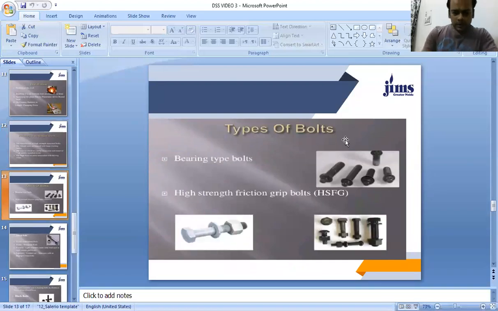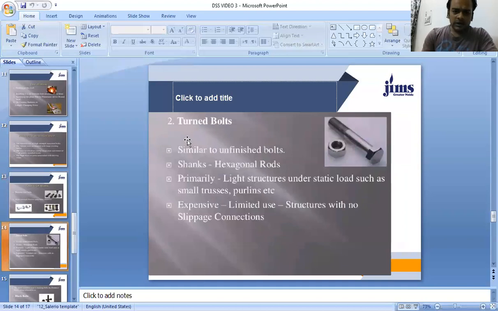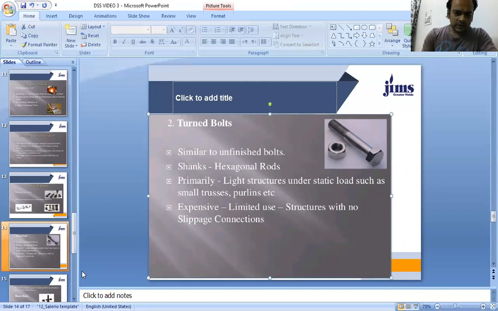Now coming on to the bolts, we have different types of bolts like bearing type, high strength frictional grip bolts, and turned bolts. This is an example of a turned bolt, similar to an unfinished bolt, with a shank and hexagonal head. These are the things we can see here.